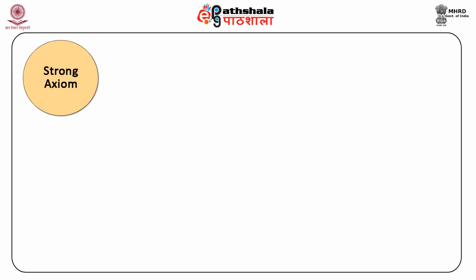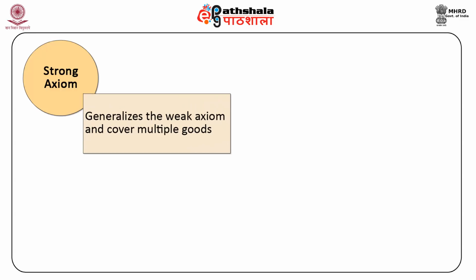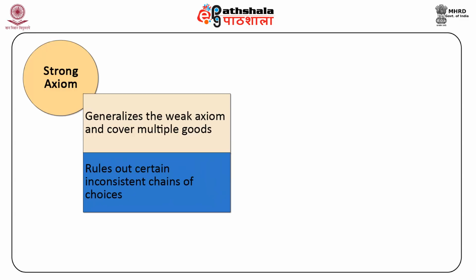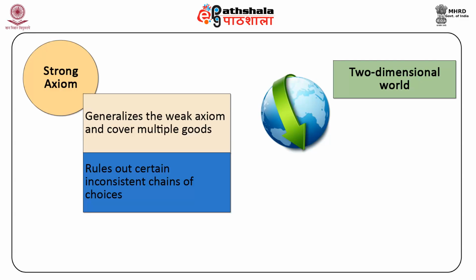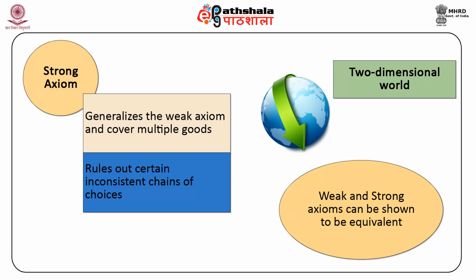The strong axiom essentially generalizes the weak axiom to cover multiple goods and rules out certain inconsistent chains of choices. In a two-dimensional world, a world with only two goods between which the consumer chooses, the weak and strong axioms can be shown to be equivalent.